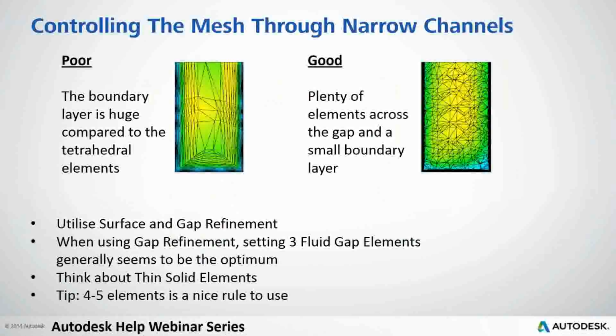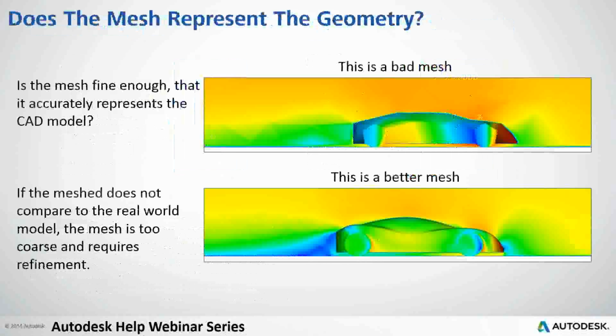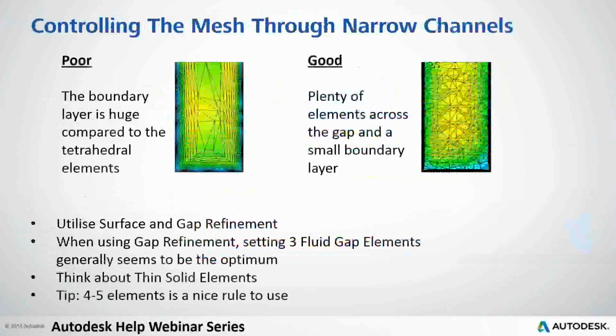So the next thing to look at, I think, is mesh through narrow channels. So this might be gaps between heat sink fins, or if we go back to the car, maybe the gap between the underside of the car and the floor. And there's a couple of examples again. On the left we've got what I would say is a poor mesh. We haven't got 4 or 5 elements from one side to the other. This is discounting the boundary layer, by the way. So really we have maybe 1 or 2. The boundary layer, which should generally be pretty thin, is massive here and it's taking over the entire mesh.